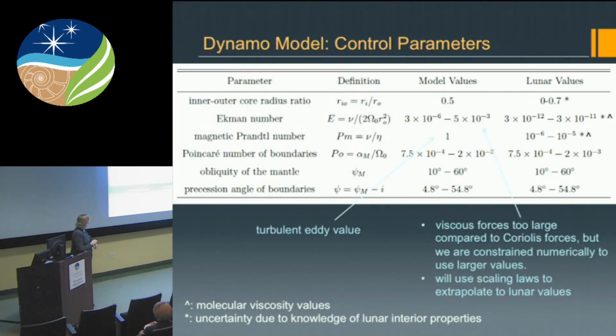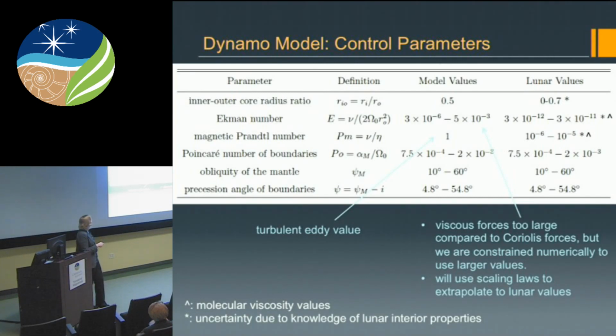However, there are two numbers here, one known as the Ekman number and the other known as the magnetic Prandtl number. Let's start with the magnetic Prandtl number. The value in our models is 1, whereas the value in the lunar core is about 10 to the minus 6 or 10 to the minus 5. This number is essentially a ratio of two different diffusion timescales in the system.